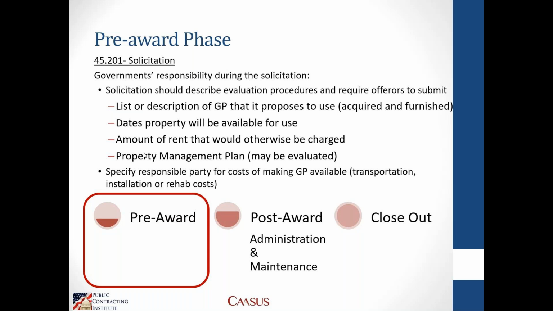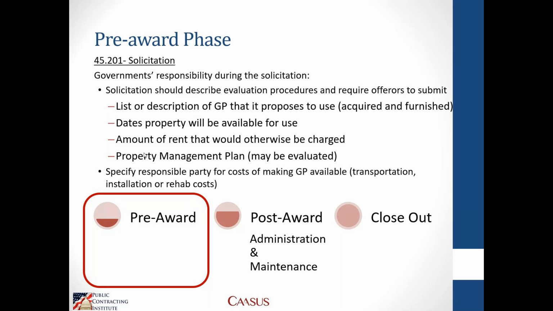The planning requirements have to be there. The property analyst on the government side has to coordinate with the procuring contracting officer to make sure that any property is identified and included. There should be a list or a description of the property that it proposes to use on the contract, whether or not that's going to be acquired or furnished. It should include dates that the property will be available for use. If there's any kind of rental income that's expected on the use of the property by the contractor, that should be included in the solicitation. And the property management plan should be disclosed.